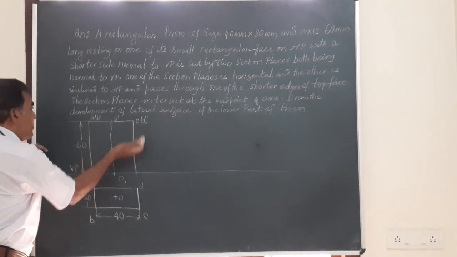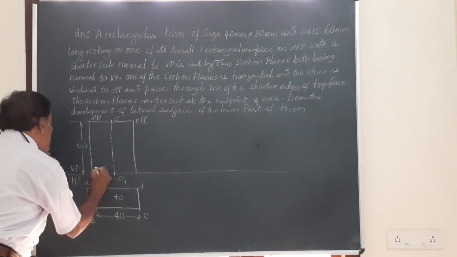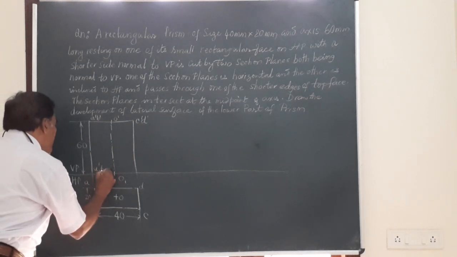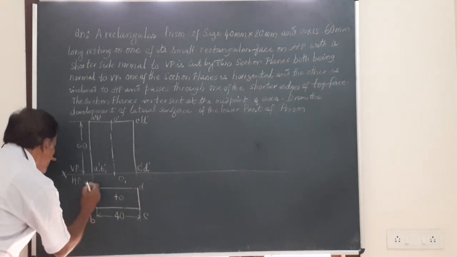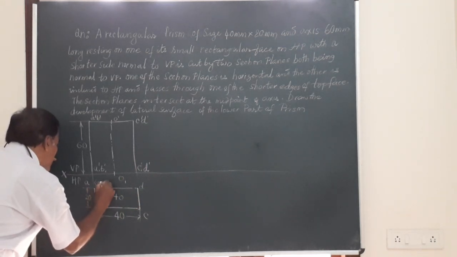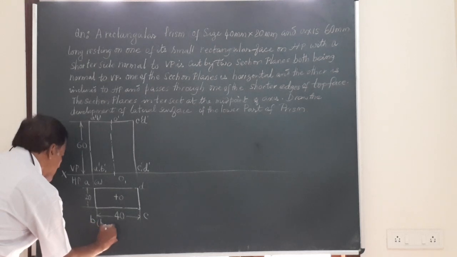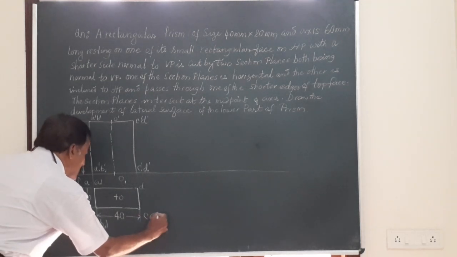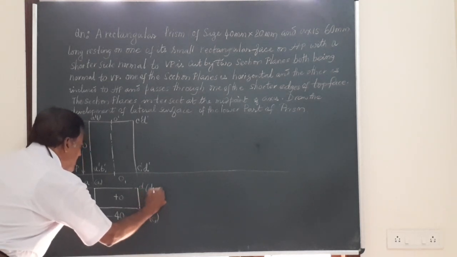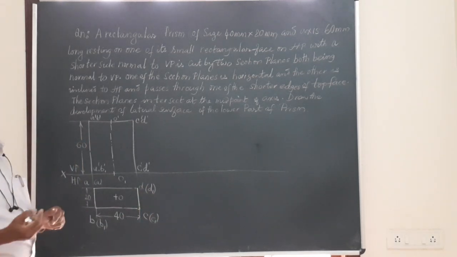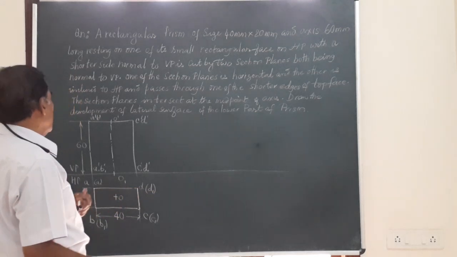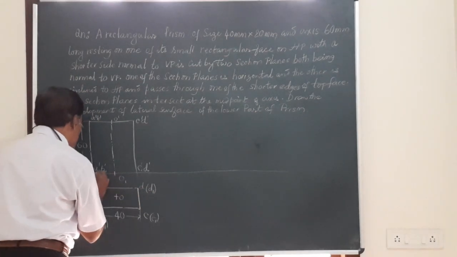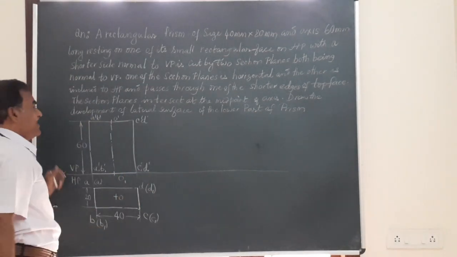And again for the bottom face, the marking goes like this: A1 dash, B1 dash, C1 dash, D1 dash. In the top view, it is going to be A comma A1, B comma B1, C comma C1, D comma D1. These A1, B1, C1, D1 are the corners of the bottom face of the rectangle. And this I have just drawn to show the bottom face.